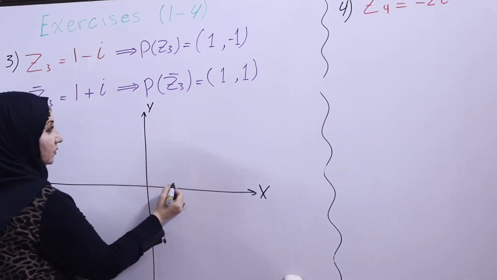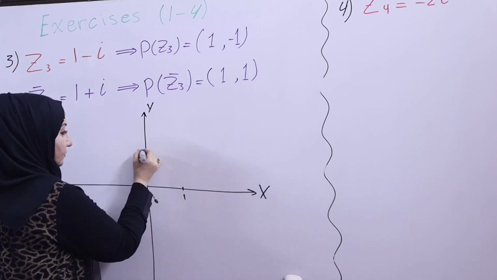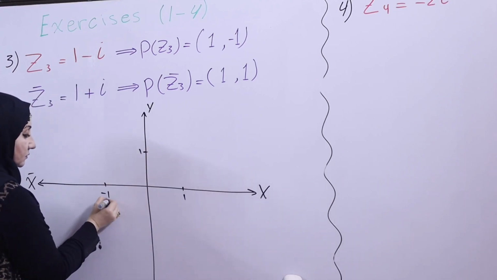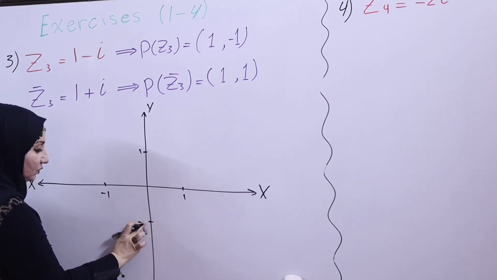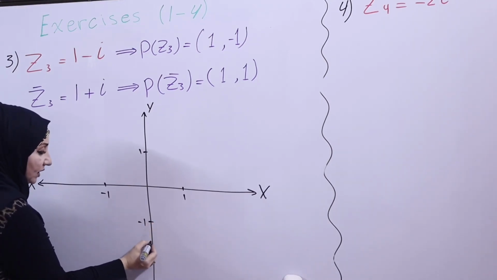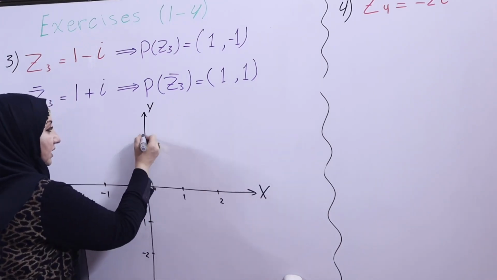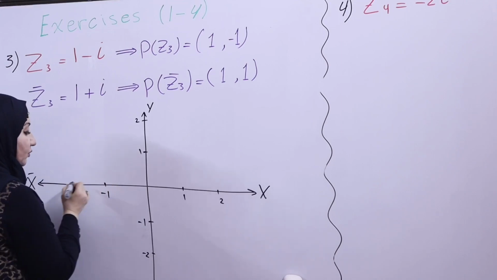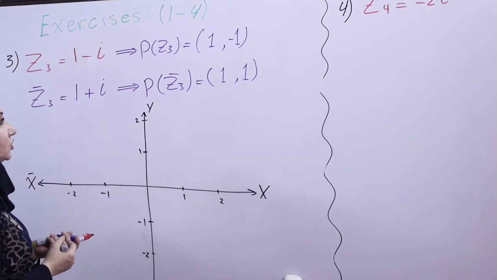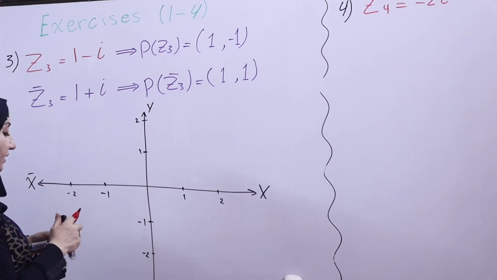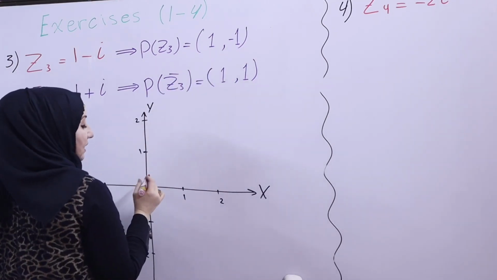So we can put the points. We need only number 1. We notice from the numbers that we only need the number 1, between negative and positive. So the point which represents Z3 will be positive 1, negative 1.